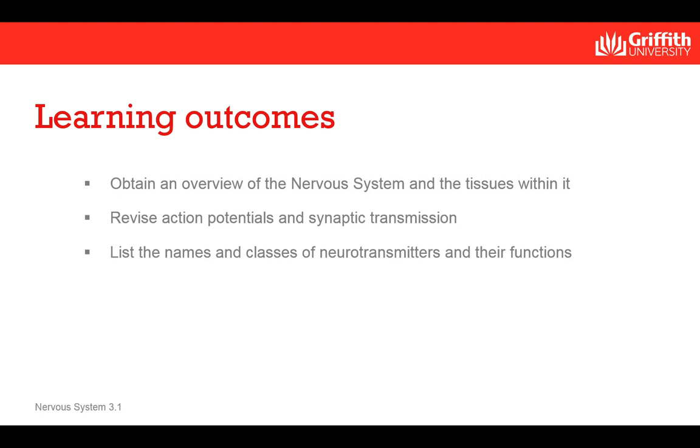We have now achieved all three learning outcomes for Topic 3.1, an overview of the nervous system. This brings us to the end of the first mini-lecture in Module 3.